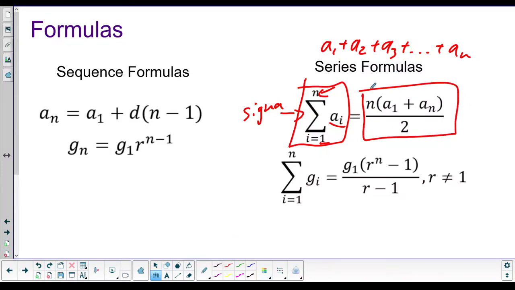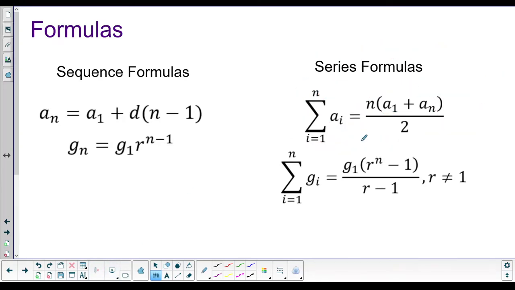So this number is n, the number of terms you're adding together, times the first term plus the last term. And then take that number and divide it by 2. That'll give you the sum of all the numbers in this list.